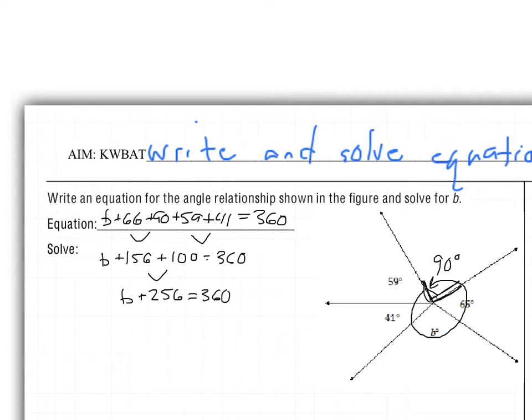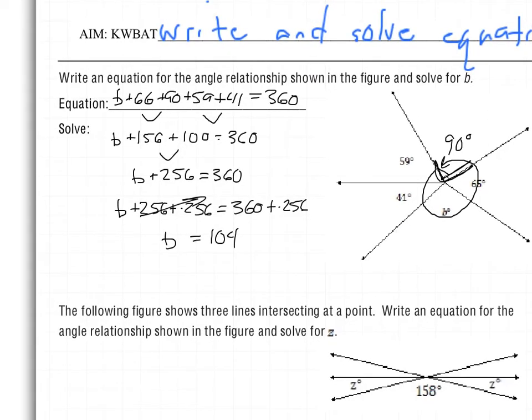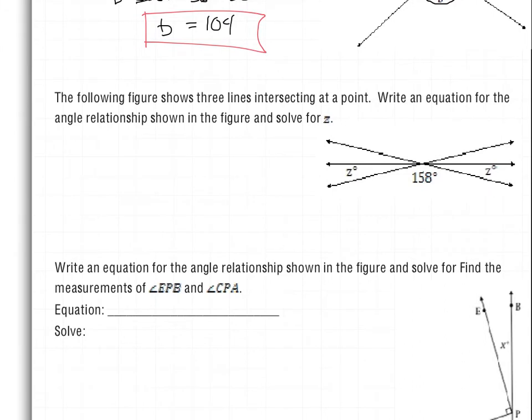Thinking through that, I can see that that's going to be 104, but let's go ahead and just make sure that we've got the equation solving process down by showing that we know the additive inverse. That adds up to 0. B is equal to 104. And we'll go ahead and box that in. Alright, now that you've checked this one, go ahead and pause and move on to the next one.